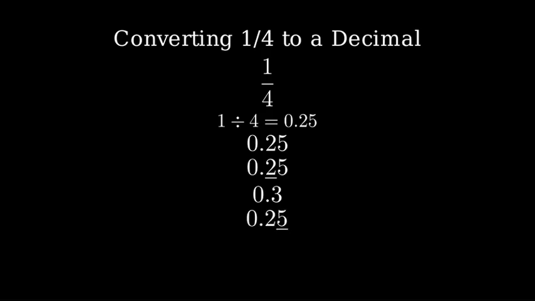Next, let's round to the hundredths place. The hundredths place is the second digit after the decimal point. In this case, it's 5. Since there are no digits after the 5, we keep it as is. So 0.25 rounded to the hundredths place is 0.25.